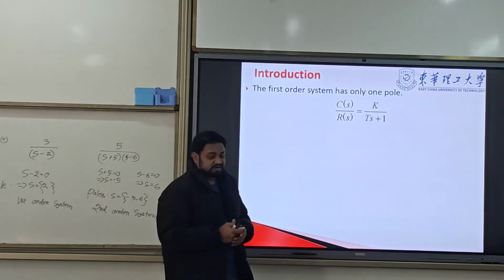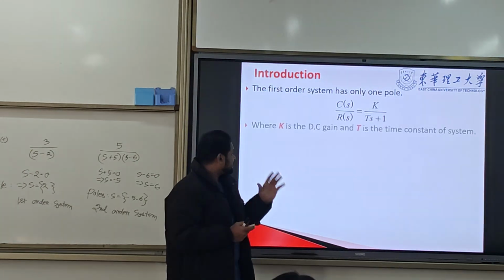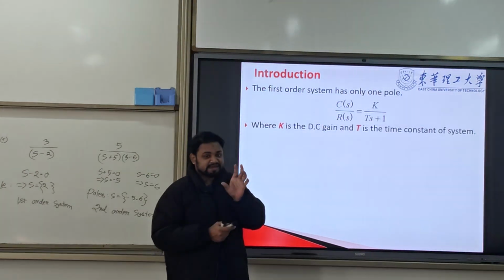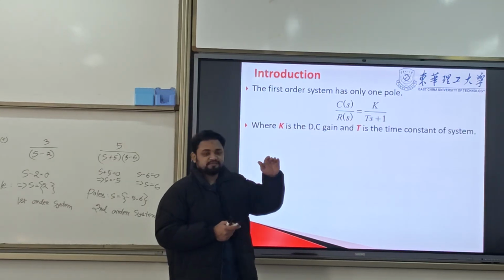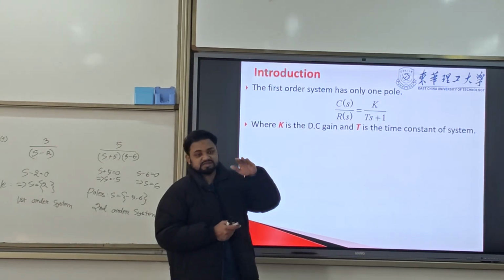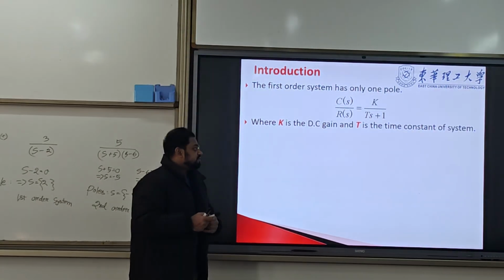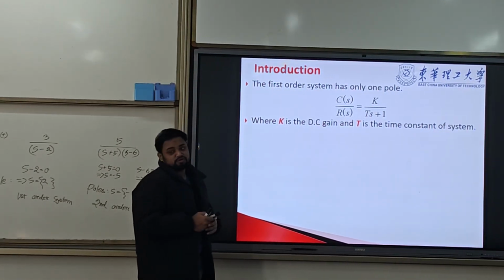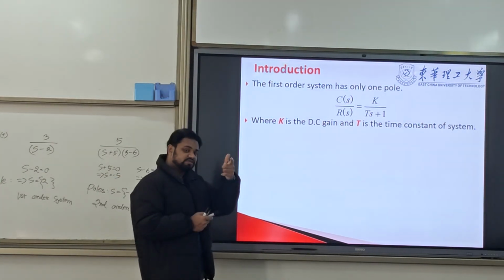So we can define it like this: K by Ts plus 1, where K is the gain, the DC gain, because we are defining it for a step input, which is a pure DC. So we can define it as DC gain, and T is the time constant. So this K and T are unknown. We need to find out this K and T.